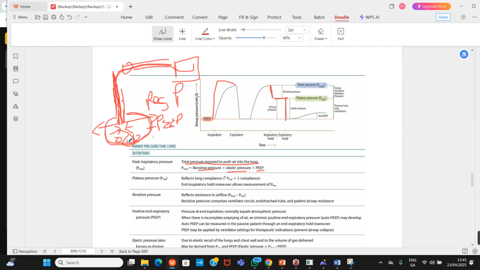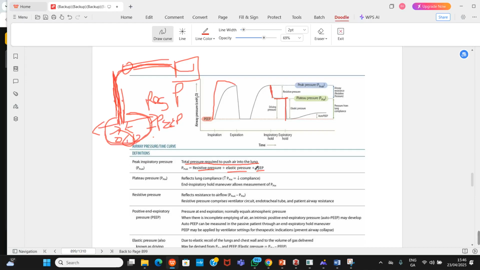Now, doctor, I'm with you. What's your question? Elastic pressure, as it is used here, is it the same as elastic recoil pressure? Yes, you can call it elastic recoil pressure. It's the pressure you use to overcome elastic recoil pressure.